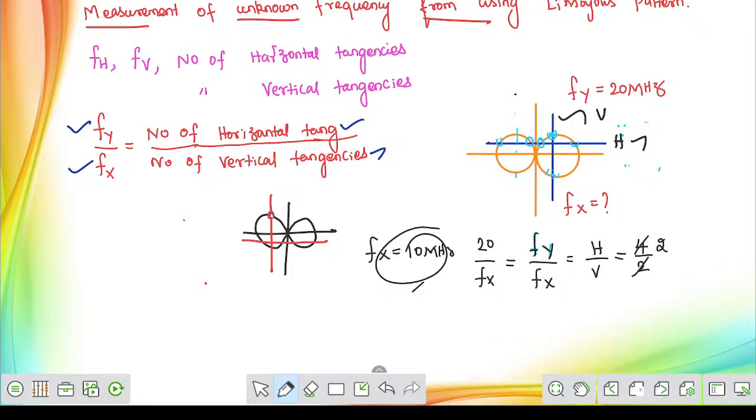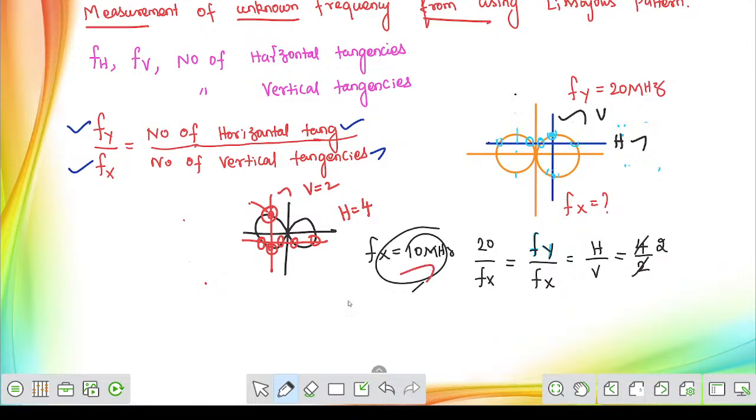Identify how many intersections there are on the circle by the vertical line. The vertical line has two intersection points, one here and another one here. So the number of intersection points on the circle by the vertical line is 2. Similarly, the horizontal line, how many intersections does it have? 1 here, 2 here, 3 here, 4 here. So the number of intersections by the horizontal line, the horizontal tangency on the given circle, is 4.